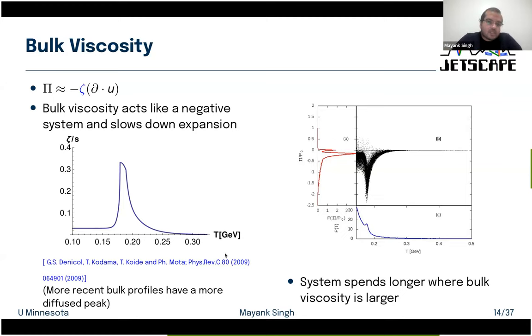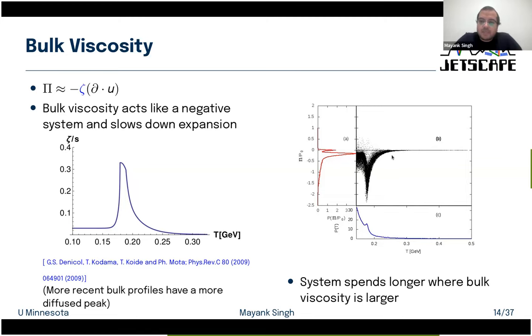And if you look at this bulk viscosity zeta over S profile as a function of temperature, this paper is from again about 13 years back. I just want to point out that more recent calculations have a more diffuse bulk profile. It's not as sharp and it's usually not as high either. But I like this profile because you can see what bulk viscosity is doing during the evolution of the system. So I'm going to take a moment to describe this plot. This is the temperature axis, and this is the ratio of bulk viscous pressure to the equilibrium pressure, or the accelerating pressure, so to say.